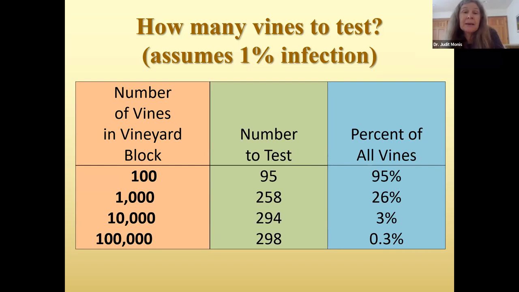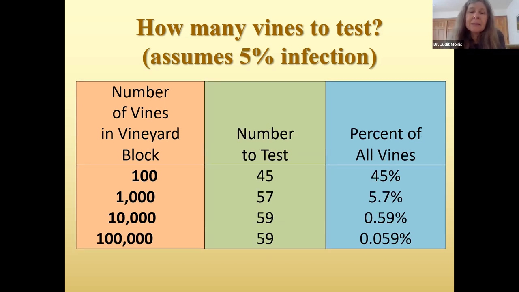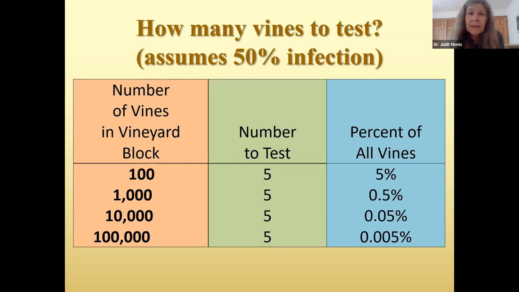But based on the number of vines that you have in a block and the disease incidence that you expect, there is a number of samples you need to test. And of course, after 100,000 samples, it's the same as if you had infinite. So there's basically about 300 samples that you would have to take if you want to have a 95% confidence statistically. But you'll see how this number will change if you have a visual inspection in the vineyard and you think that there's a 5% infection. Then you definitely have to test much less to be able to find at least one infected vine. And of course, if you assume a 50% infection, then you need to test much less.